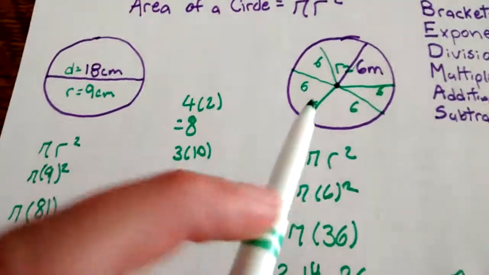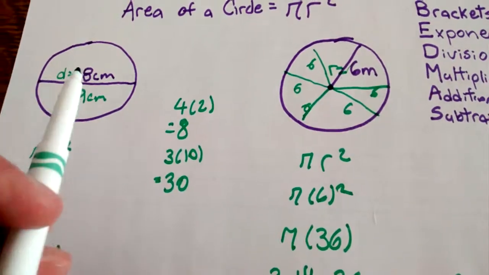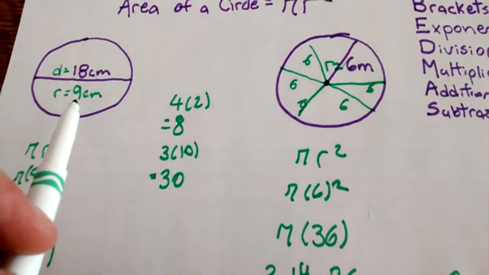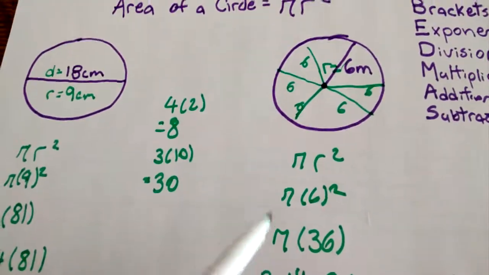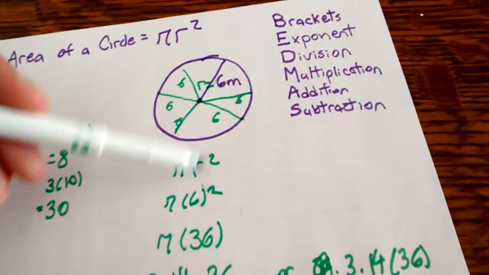So, there are the steps. Remember, use radius, not diameter. So if I give you the diameter, you're going to have to make it radius. And then just go through the steps, making sure, in following BEDMAS, that we do exponents first.